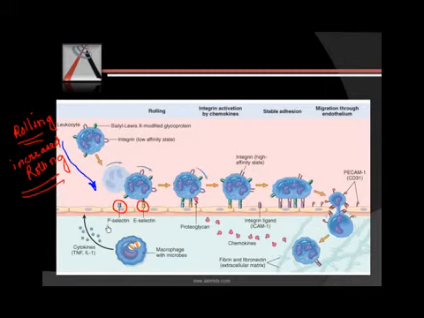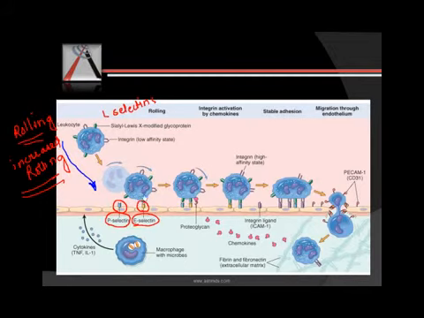When we talk about the selectins, we have three types of selectin. We have P-selectin, E-selectin, and L-selectin, which is expressed on the leukocytes. P-selectins are expressed on the platelets as well as the endothelial cells. E-selectins are expressed on the endothelial cells, and the expression of these selectins is increased in inflammation.